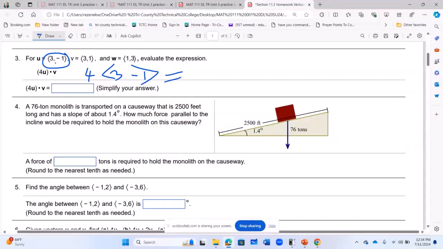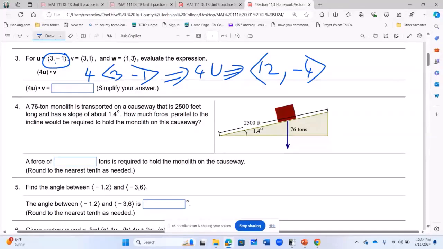Vector u is going to be equal to 4 times 3, 12. I want you to see that the parentheses look like inequality signs, vector parentheses. Don't forget, don't use ordinary parentheses. 4 multiplied by -1 is -4. Therefore, this vector represents vector 4u.